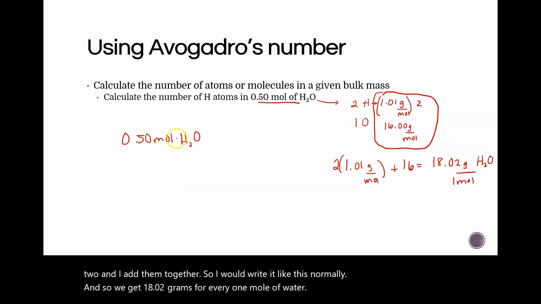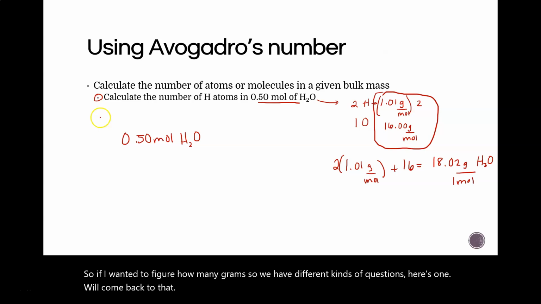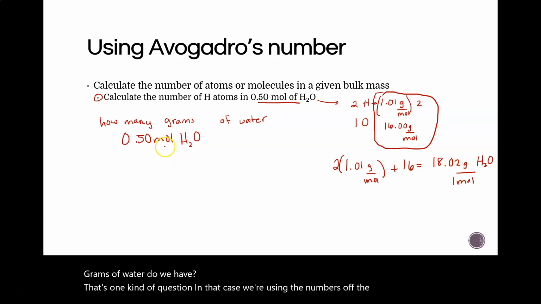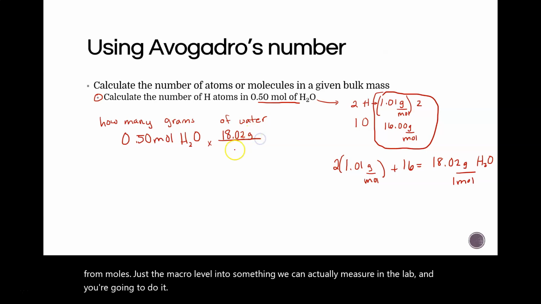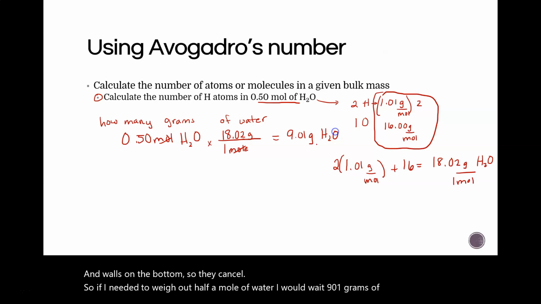So that's about water. Okay, well, so we have different kinds of questions. Here's one. We'll come back to that. Here's another one. We can go, how many grams of water do we have? That's one kind of question. In that case, we're using the numbers off the periodic table to go from moles, which is the macro level, into something we can actually measure in the lab. And you're going to do it by just putting grams on top and moles on the bottom so they cancel. So if I needed to weigh out half a mole of water, I would weigh 9.01 grams of water. So that's one kind of question.